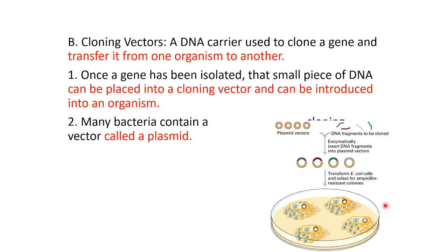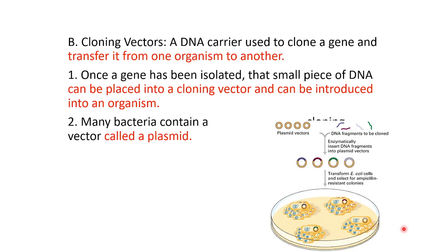coli cells, and then you have the particular resistance that acts as the selectable marker for growing only those plasmids. So first you do the molecular cloning. This is the entire process of molecular cloning, where you first amplify the DNA fragment that you want to insert in the particular plasmid, in the particular cloning vector.